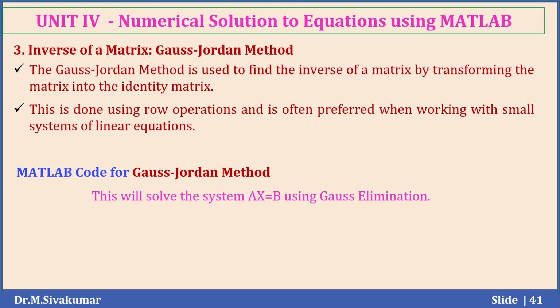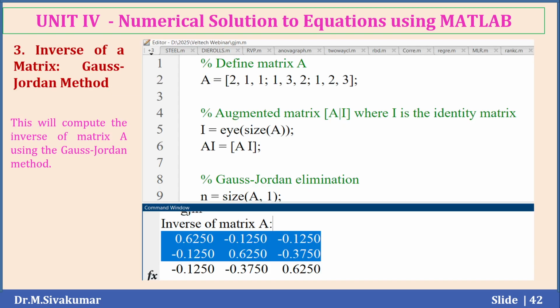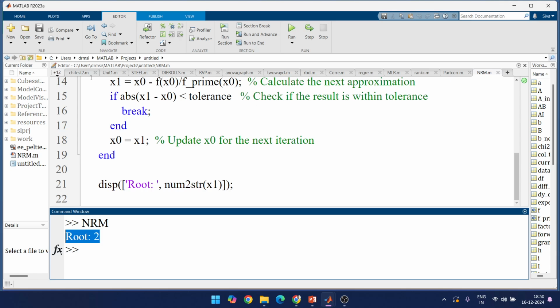The third one is the inverse of a matrix by the Gauss-Jordan method. The Gauss-Jordan method is used to find the inverse of a matrix by transforming the matrix into an identity matrix. This is done by using row operations and is often preferred when working with small systems of linear equations. Let's see an example of the inverse of a matrix. This will compute the inverse of matrix A using the Gauss-Jordan method.